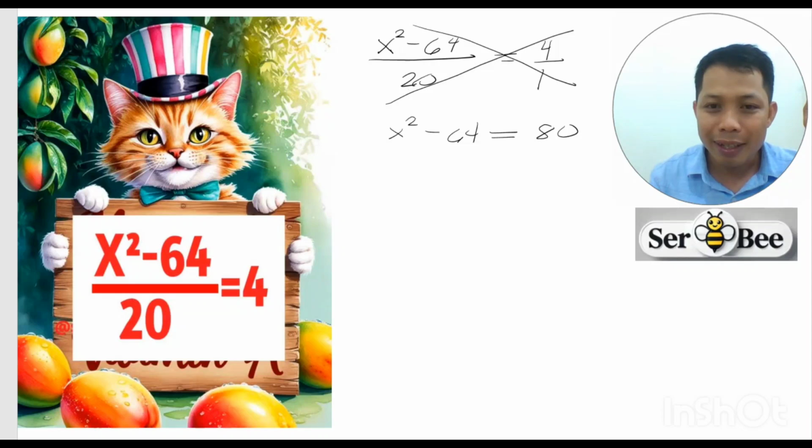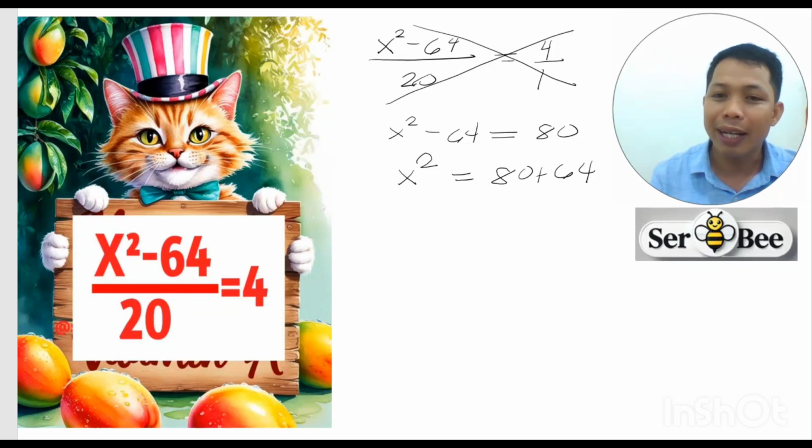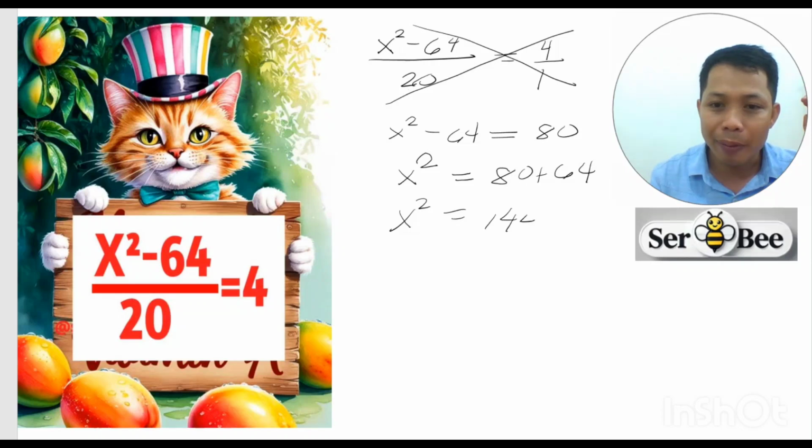And then we have to isolate the variable x. So we have x squared on the left side equals 80 plus 64. This negative will be transposed to the right side of the equation, so from negative 64, this becomes positive 64. Now x squared equals 144.